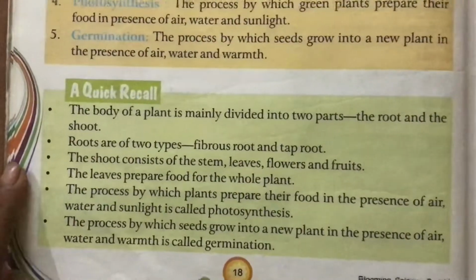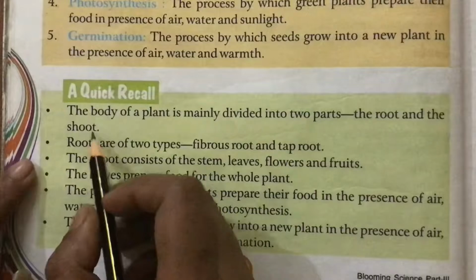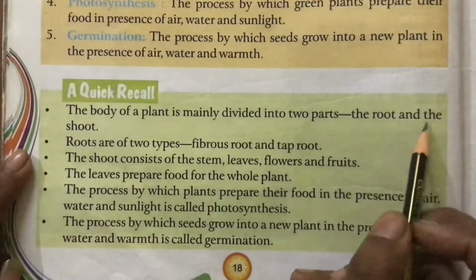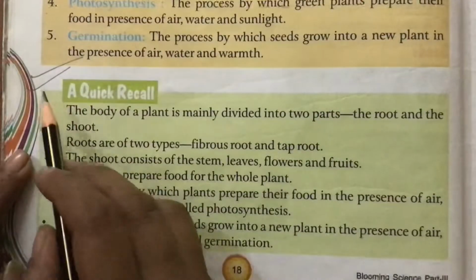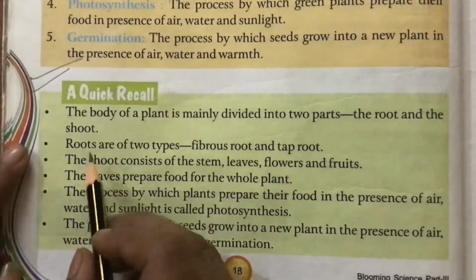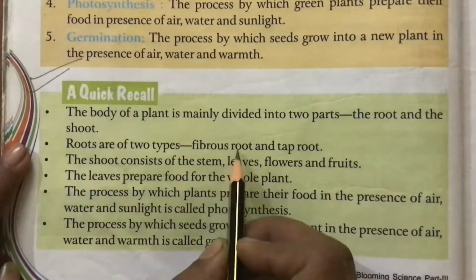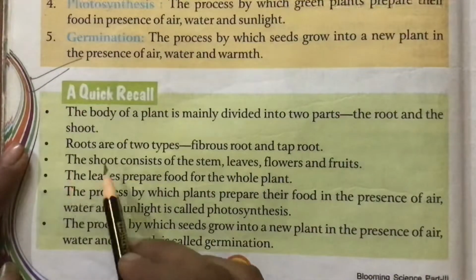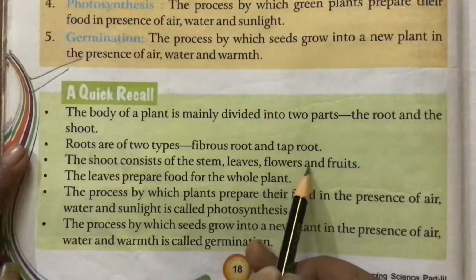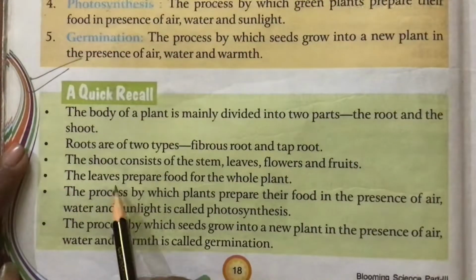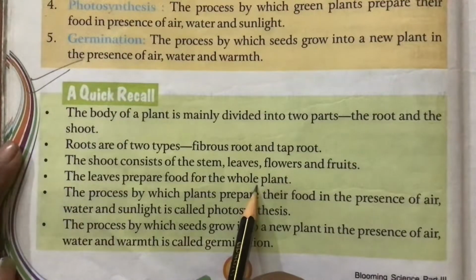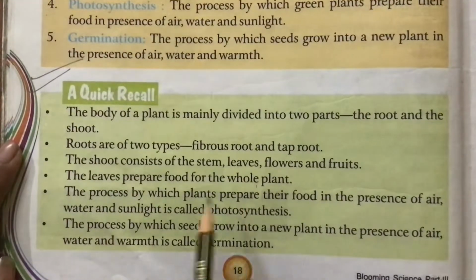Now a quick recall. The body of a plant is mainly divided into two parts, that is the root and the shoot. A quick recall is very important of all the lessons, children. Okay. Roots are of two types, that is fibrous roots and taproot. The shoot consists of the stem, leaves, flowers and fruits. They are the main parts of the plant. The leaves prepare food for the whole plant. So it is called the food factory of the plant, or you can also say the kitchen of a plant.